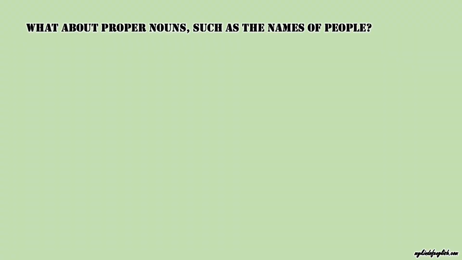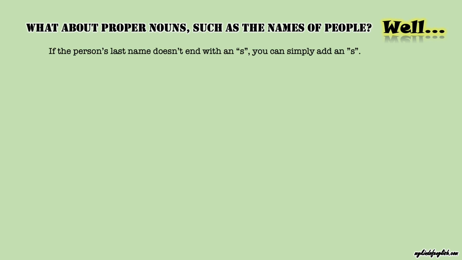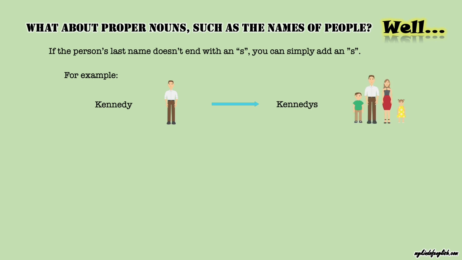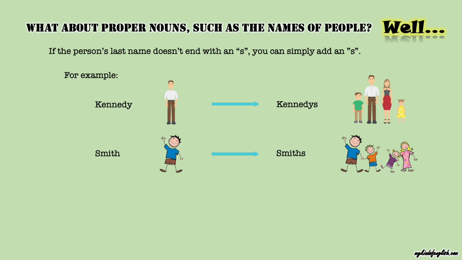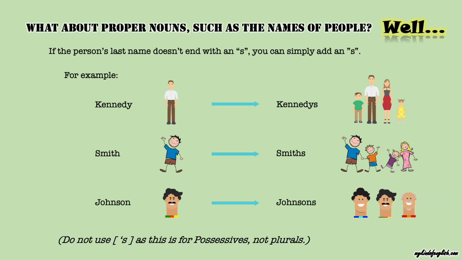What about proper nouns such as the names of people? Well, if the person's last name doesn't end with an S, you can simply add an S. For example, Kennedy becomes Kennedys, Smith becomes Smiths, and Johnson becomes Johnsons. Do not use apostrophe S as this is for possessives, not plurals.